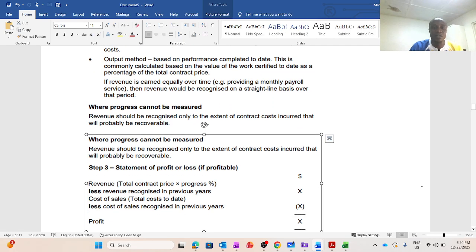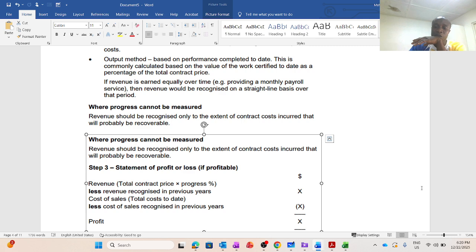Where progress cannot be measured, revenue should be recognized only to the extent of the contract cost incurred that will probably be recovered. This is the third criteria. If we are not able to measure the progress, if the expected outcome of the contract is uncertain, then we need to recognize revenue based on the cost that we expect to recover. So very simple and very clear point for us to understand.